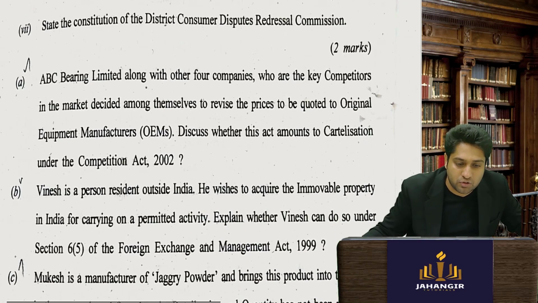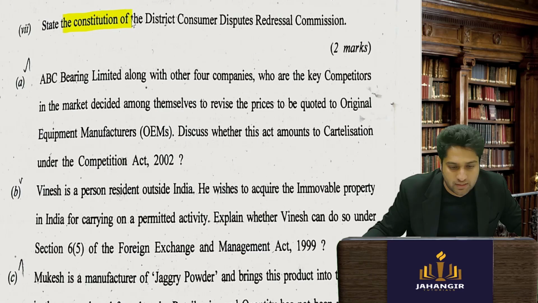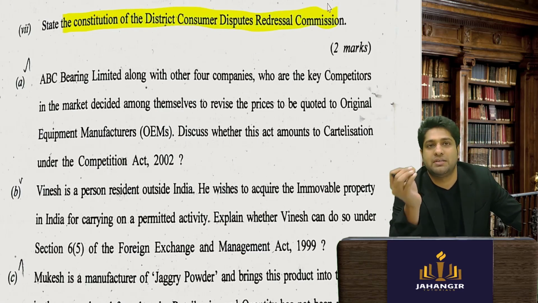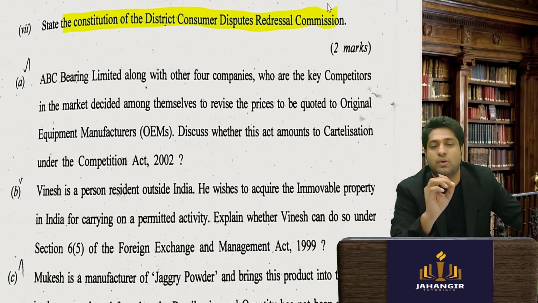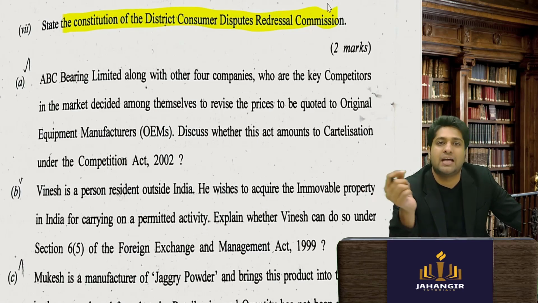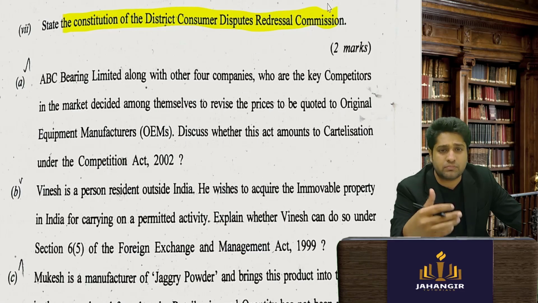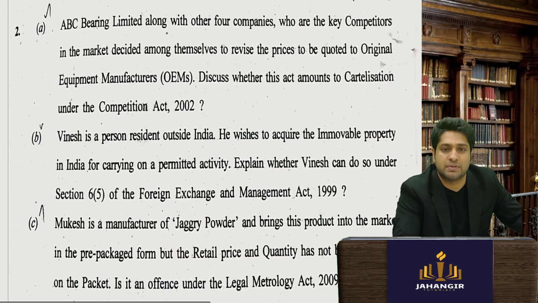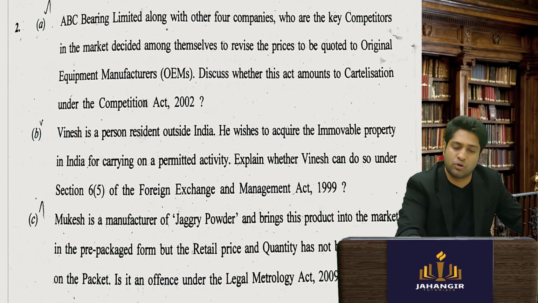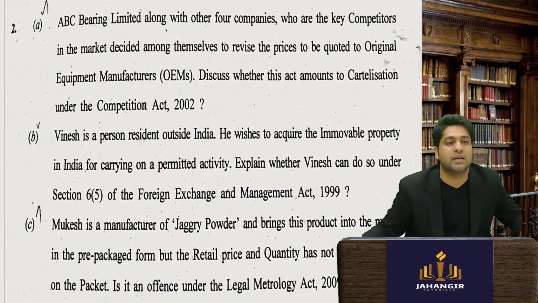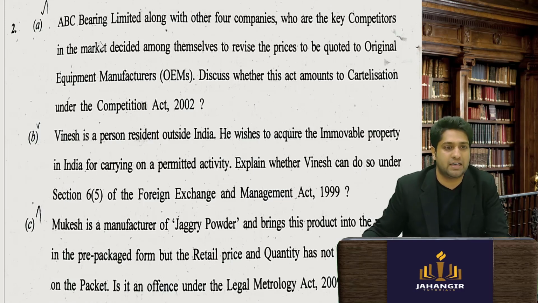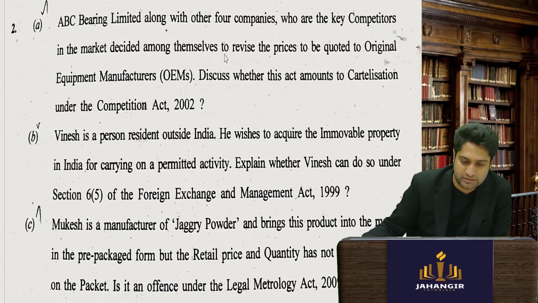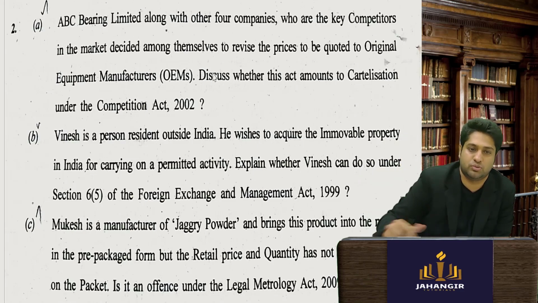Then, state the constitution of the consumer court. Okay, so the consumer court constitution means there is a president, who will be the presiding officer, and there are other members to assist him. Okay, and requisite participation of female members should also be there. Then comes ABC Limited. Let's see the question. Now I prefer, after seeing these kinds of questions, to go direct and then go into the situational question.